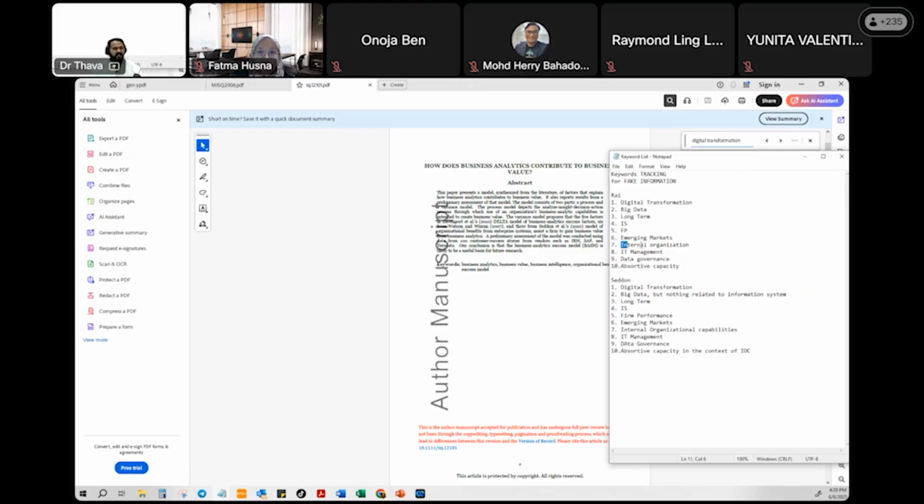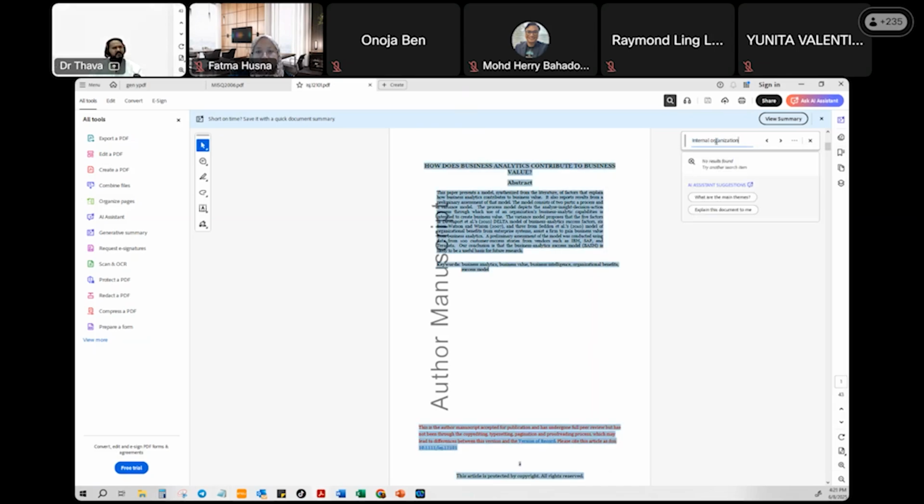This is a very, very important keyword, and this is the notable gap: internal organizational capability. As stated just now in ChatGPT, this is the notable gap. So we take this and find whether we can find that information in the paper or not, because it has to be there. That's why it's cited, right? It has to be there.